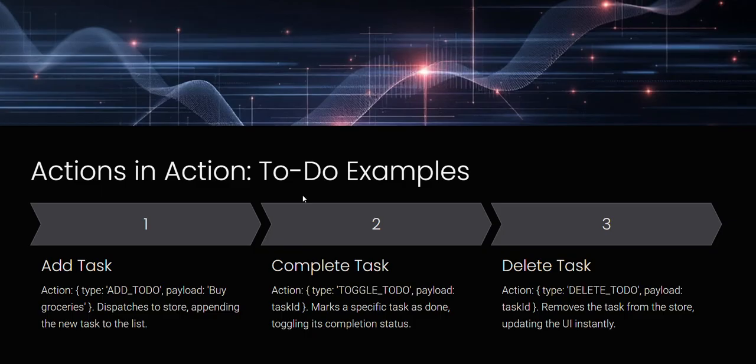Second one is complete task. Action type toggle todo, payload task ID, marks a specific task as done, toggling its completion status. Delete task. Action type delete todo, payload task ID, removes the task from the store, updating the UI instantly.